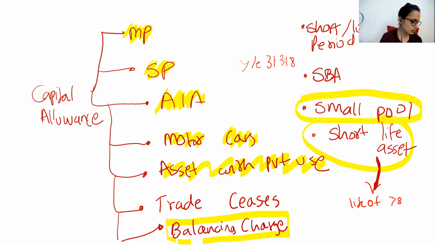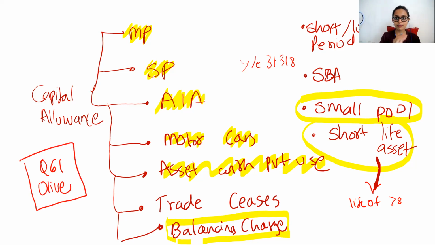Now there is one question which you need to try. Question number 61 called Olive, to understand this point. I told you, when you're closing off a pool, you have to write the entire thing off. Now let's talk about SBA.